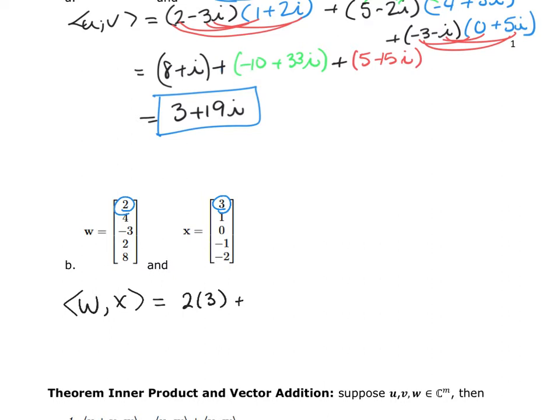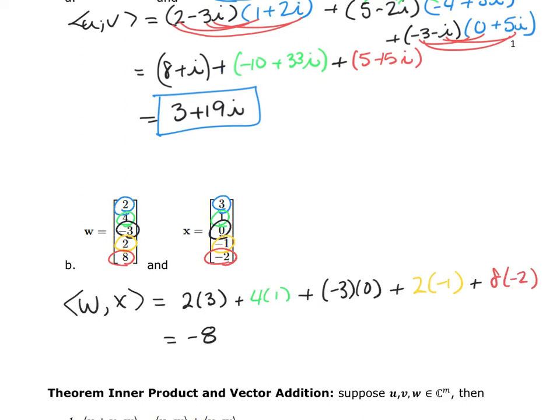And then plus, I'm going to be doing 4 times 1, so 4 multiplied by 1. And then plus negative 3 times 0, so negative 3 multiplied by 0. And then I'm going to do the 2 and the negative 1, so plus 2 multiplied by negative 1. And lastly, my 8 multiplied by that negative 2. Now see how much easier this is when we're in real numbers? When I do all this and I add it all up, I end up with negative 8.